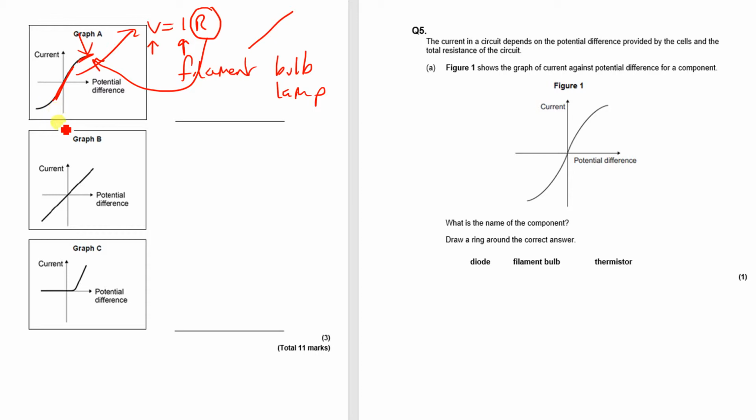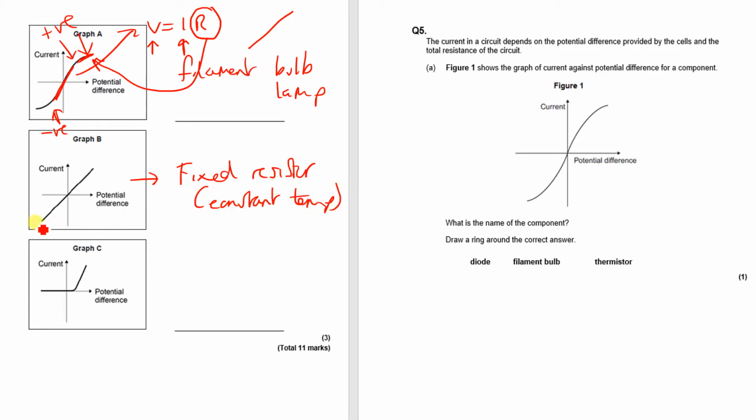This value here is showing the negative current, so when the current goes in the opposite direction, and this value is showing a positive current value. This is a fixed resistor, and it's a fixed resistor at a constant temperature.